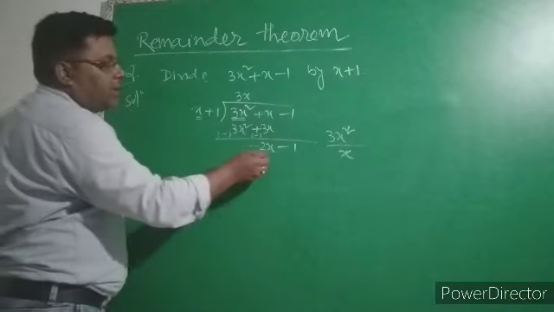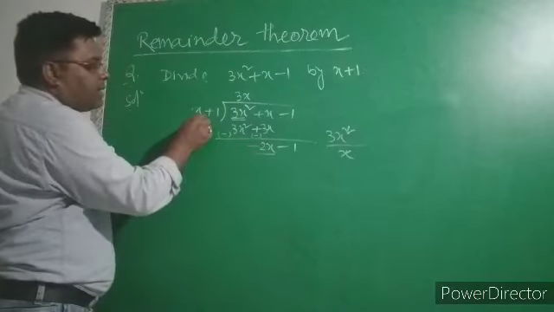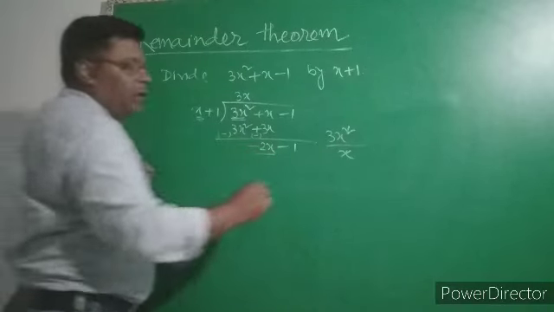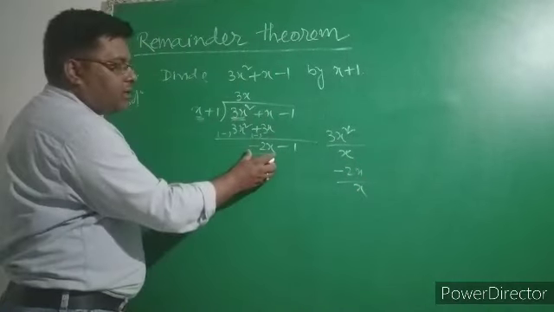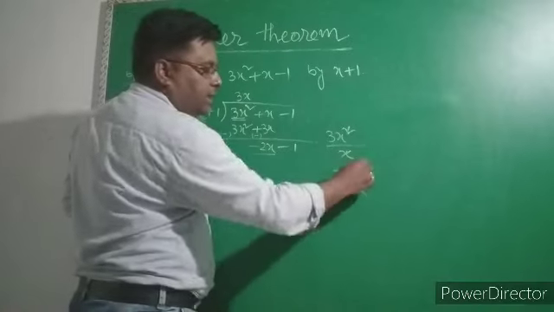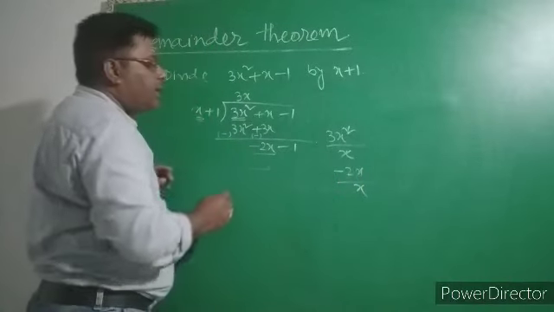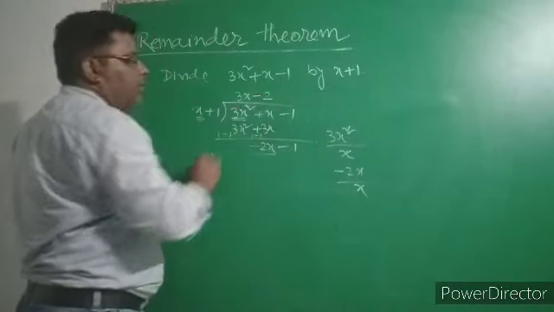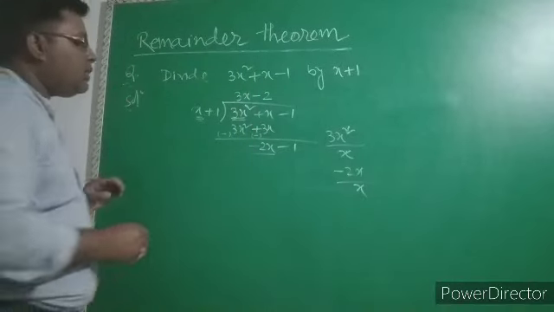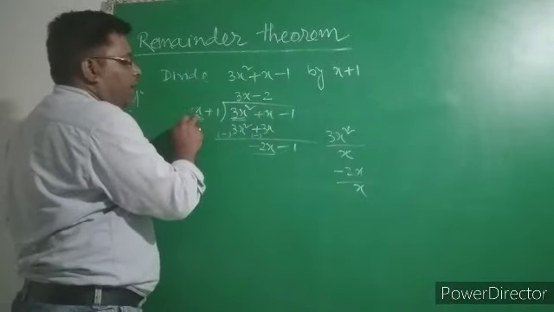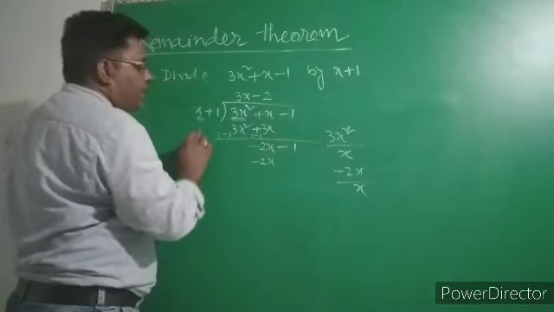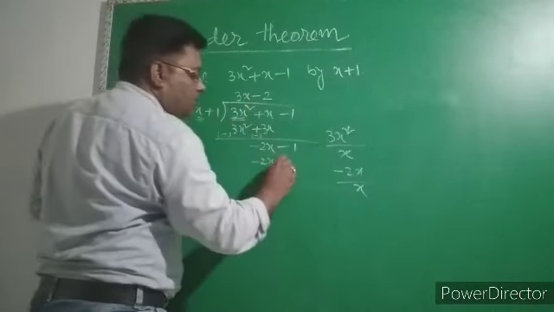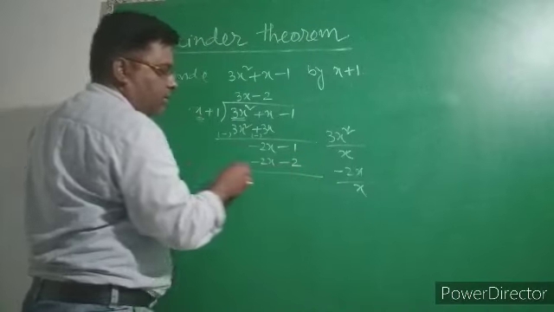Next we have to divide this minus 2x by this x. When minus 2x is divided by x, x cancels, and we get minus 2. That is, our quotient gets minus 2 here. So x into minus 2 is minus 2x. Next plus 1 into minus 2, we get minus 2.